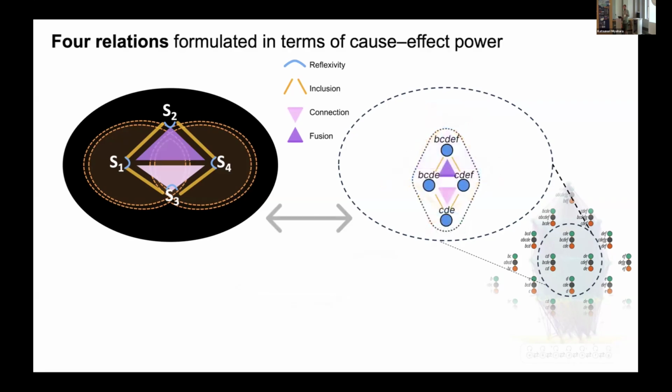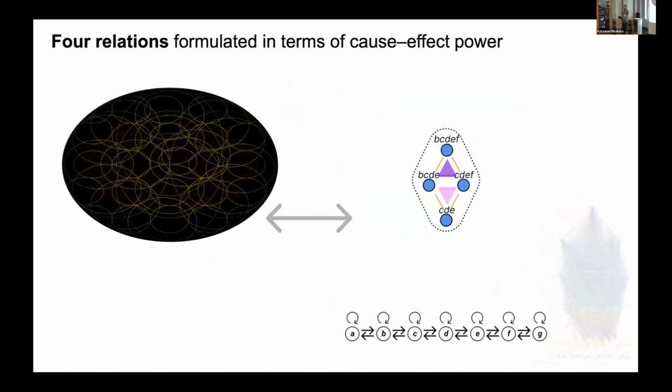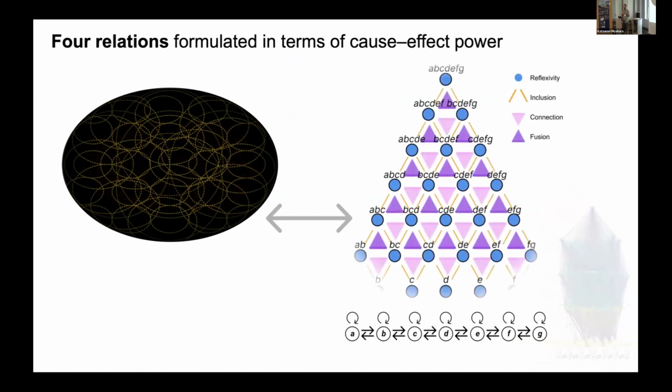So after this brief overview of how to find these properties in the distinctions and relations that we find in a cause-effect structure, of course, we want to ask the question: this is just for spots and just for distinctions in the cause-effect structure, but my experience of space applies throughout the visual field. Do I find that these properties apply throughout the cause-effect structure? And the answer is yes. If we take non-directed grids, this pattern of distinctions and their relations according to reflexivity, inclusion, connection, and fusion apply throughout the structure.